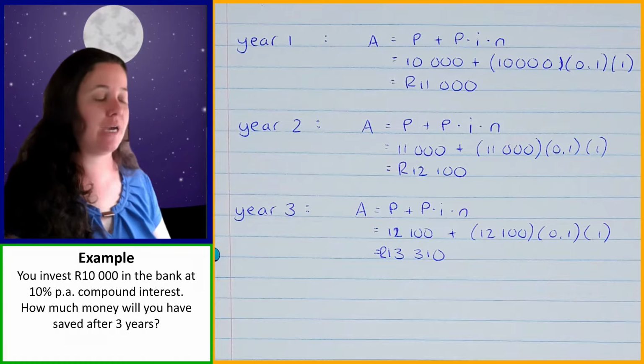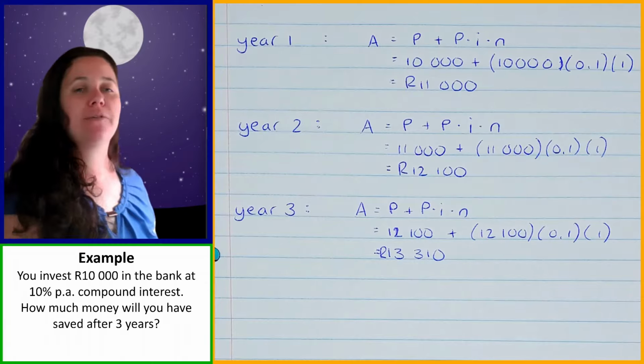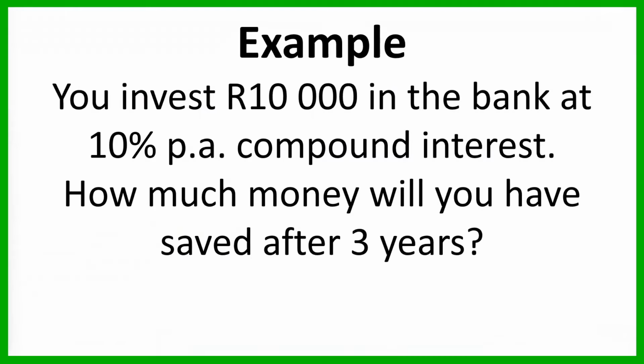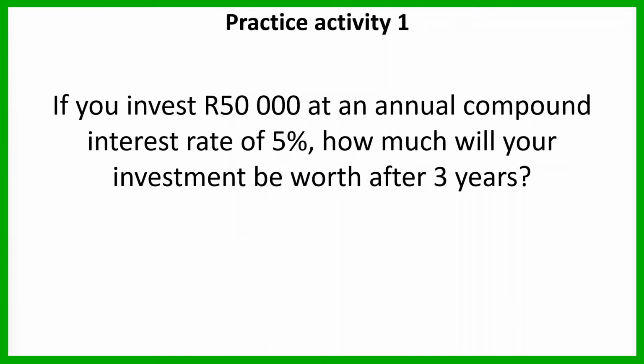Okay, so now I'm going to give you one that you're going to do for yourself. If you invest 50,000 Rand at an annual compound interest rate of 5%, how much will your investment be worth after 3 years? Okay, so I'm going to give you 2 minutes to work this one out.